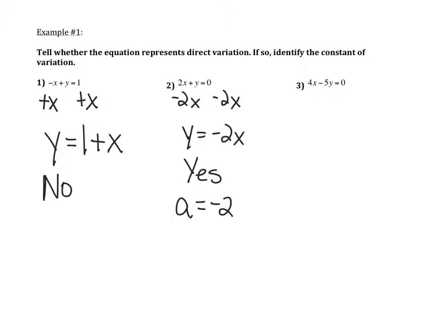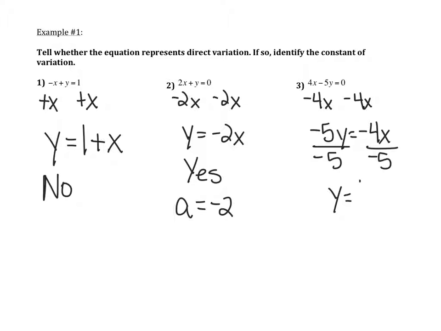The last one, to get y by itself, I would subtract 4x from both sides. 0 minus 4x is negative 4x. And if I divide both sides by negative 5, a negative divided by a negative is a positive, so I would end up with 4/5 x. Now that y is by itself and there is a number in front of x multiplying the x, this is a direct variation equation, and the constant of variation would be 4/5.